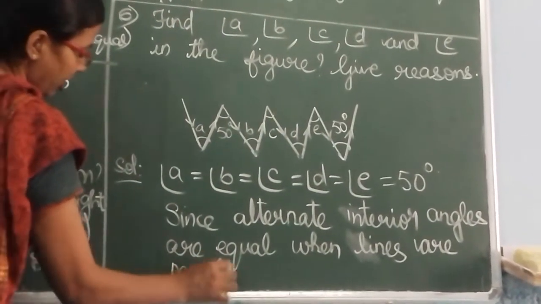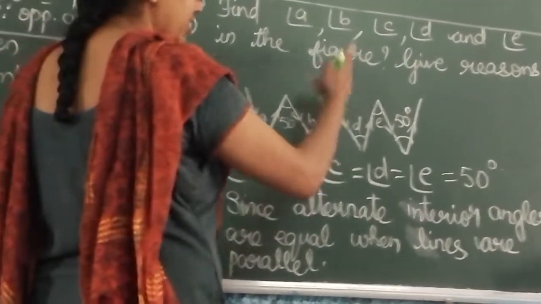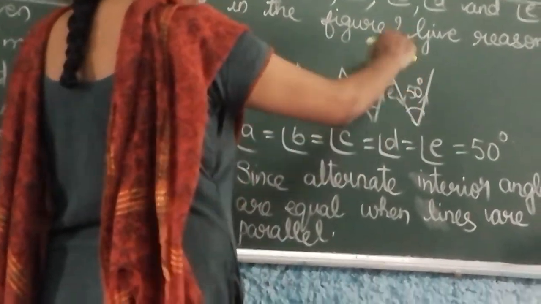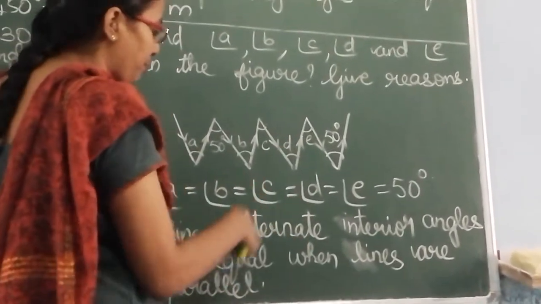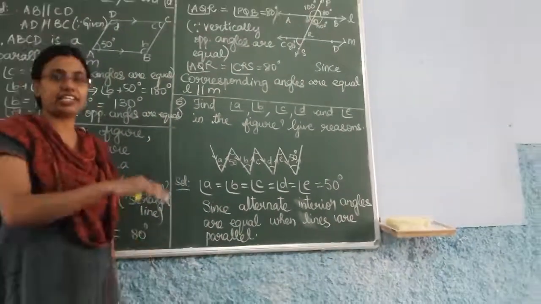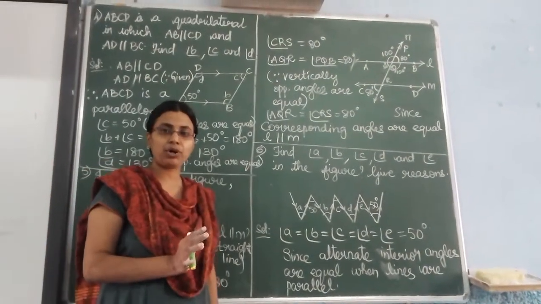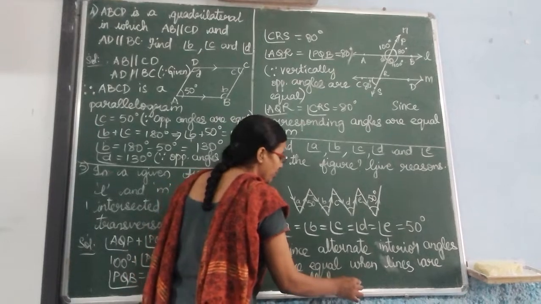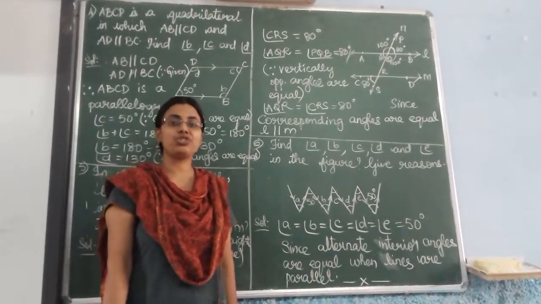Each time we are taking only two lines and one transversal. Like that we are taking and checking, interior angles are formed and they are equal, because we know that the lines are parallel. Understood everyone? Complete all the work. With this we have finished this chapter. Let us start the new chapter.